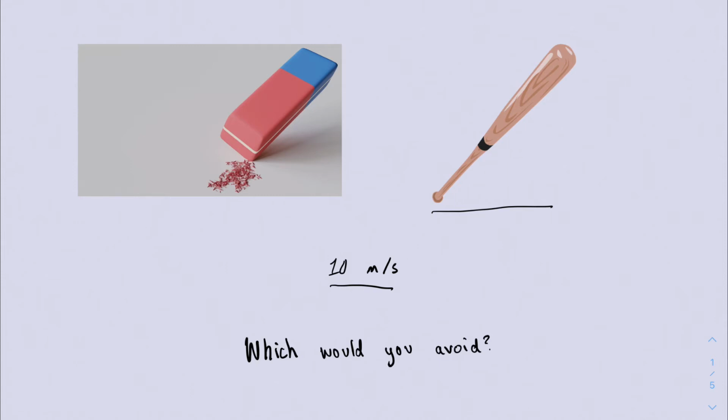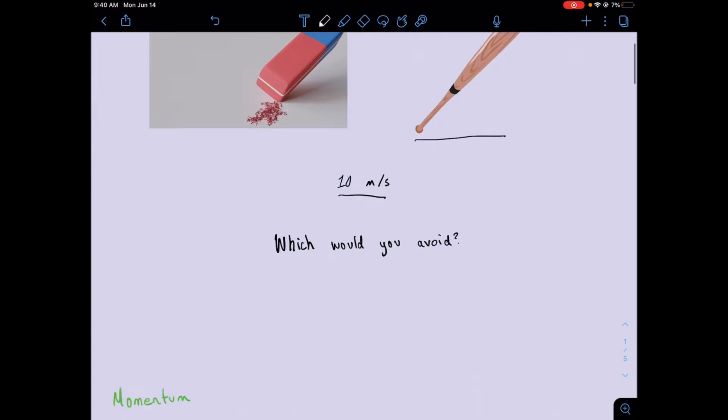Imagine an eraser and a wooden bat. We're both heading at you at 10 meters per second. Now let me ask you, which one would you avoid? Most of you probably said the wooden bat, and that's because it would hurt more if you got hit by it. But let's try to figure out why it would.